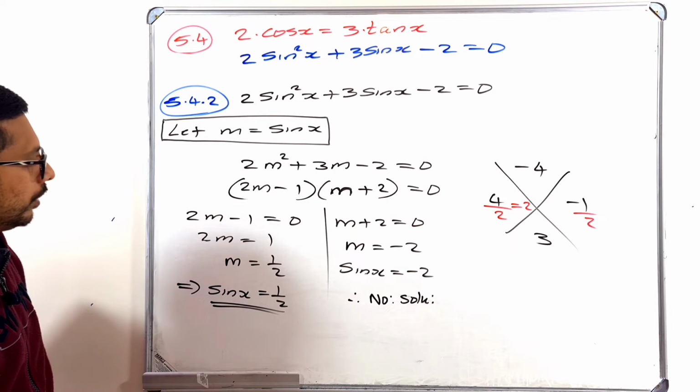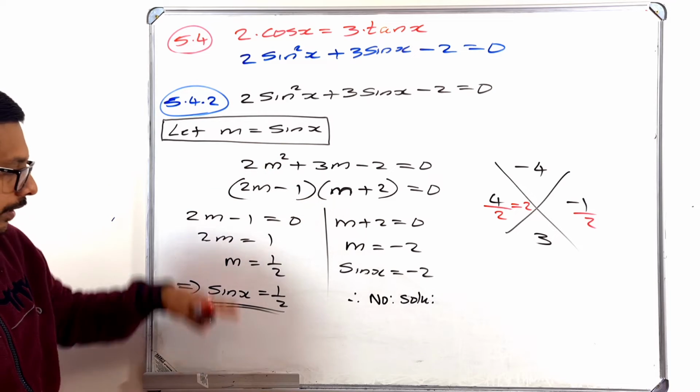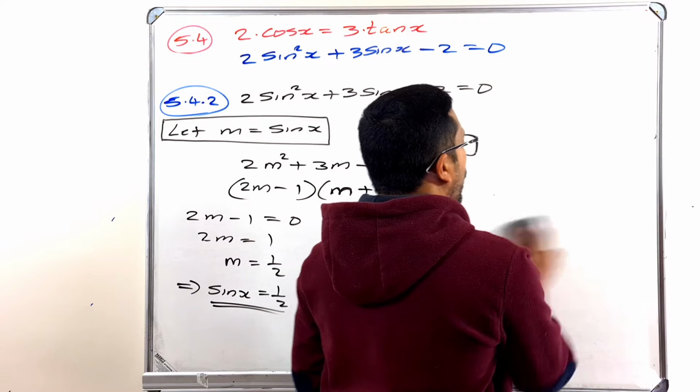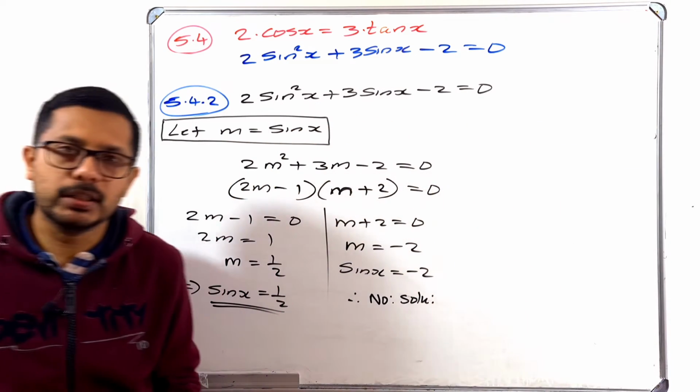Now we have to think only about sin x is equal to half. Let me erase this one and write this equation. Sin x is equal to 1 over 2. What is our question? We have to find the general solution.